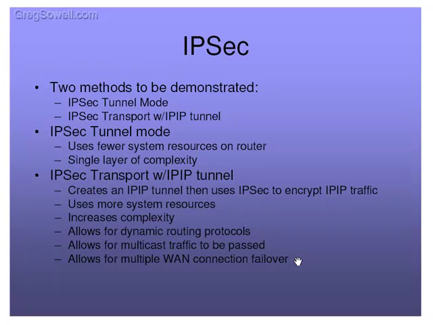Now, obviously, well, not obviously, but often, whenever you add complexity, you get some benefits back. It's going to allow for dynamic routing protocols like RIP, which I don't recommend, but OSPF I do recommend. You can do OSPF through there. It's going to allow your multicast traffic to pass, which is why OSPF works, because it communicates with multicast traffic. And it allows for multiple WAN connection failover, as well as easier routing.